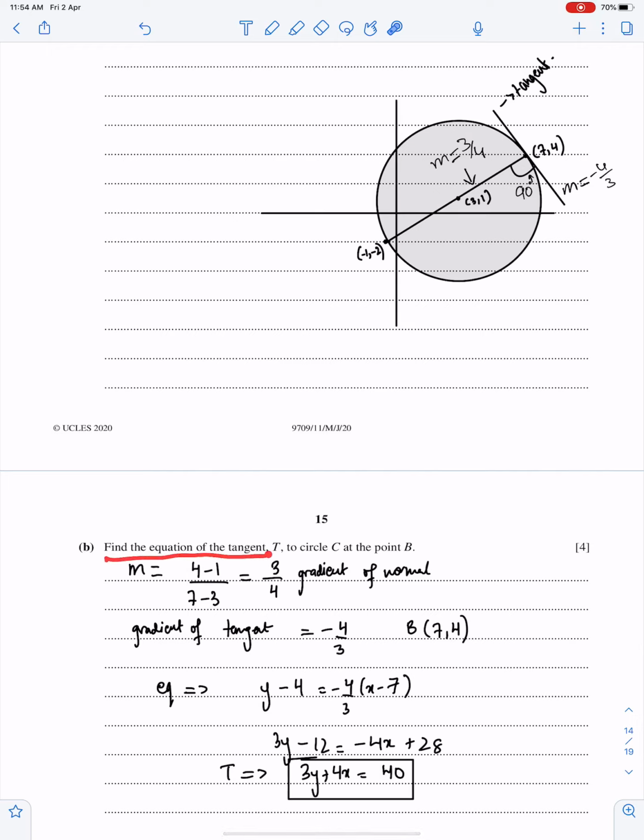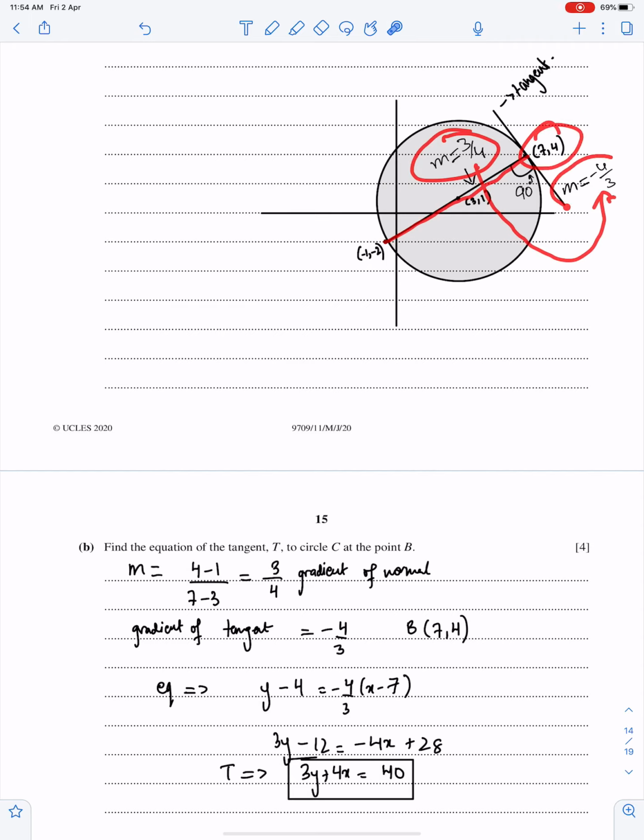Find the equation of the tangent T to circle C at point B. Now we need the equation of this tangent. This tangent is at B, and we need its equation. This is so simple. We have the point, we just need the gradient of this line. And we can easily get the gradient of this line with the help of the gradient of this line. These two lines are perpendicular because a tangent is always perpendicular to the radius. So first get the gradient of this line and take the inverse reciprocal of this gradient to get the gradient of the tangent. So the gradient of this line is 3 upon 4 and its inverse reciprocal is minus 4 upon 3.